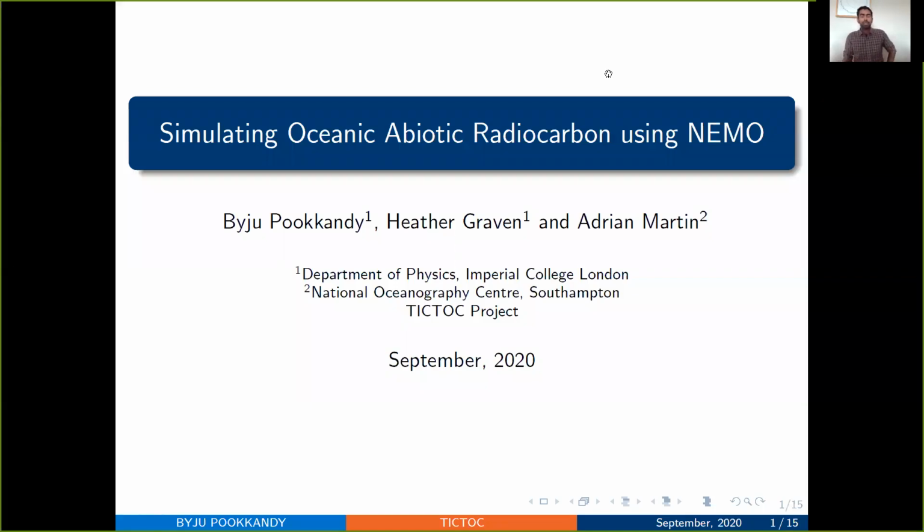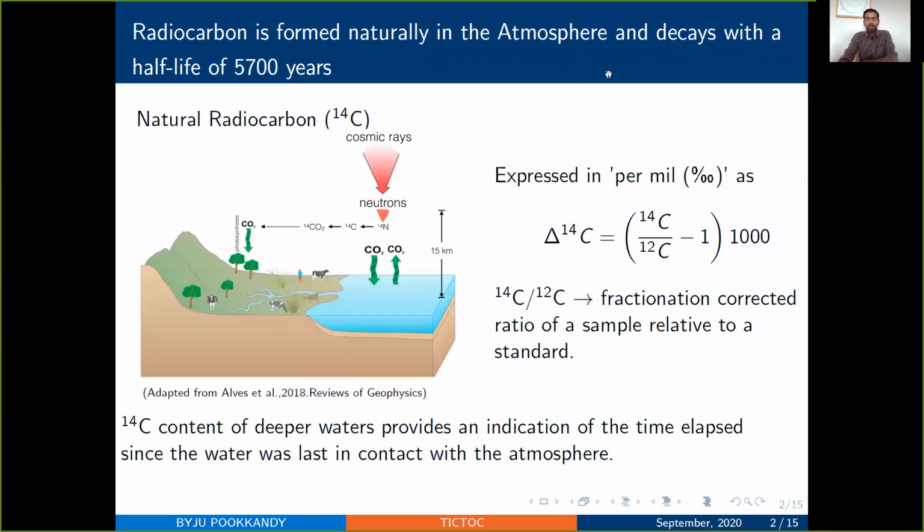I am Baiju, presenting our ongoing work on simulating oceanic abiotic radiocarbon using NEMO forced with the JRA forcing. This figure illustrates the production of radiocarbon and its distribution throughout the Earth's reservoirs.